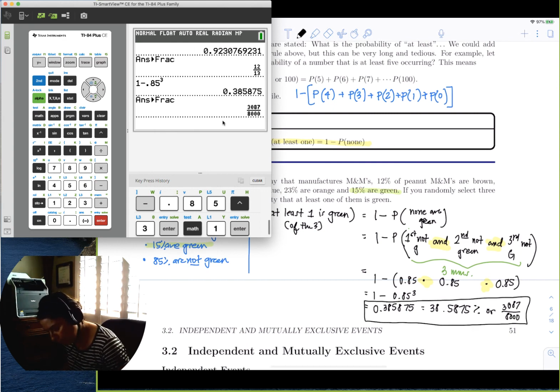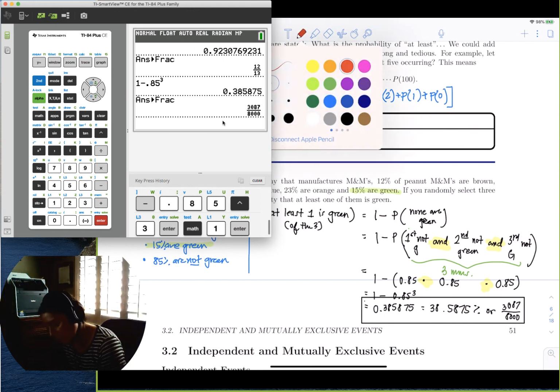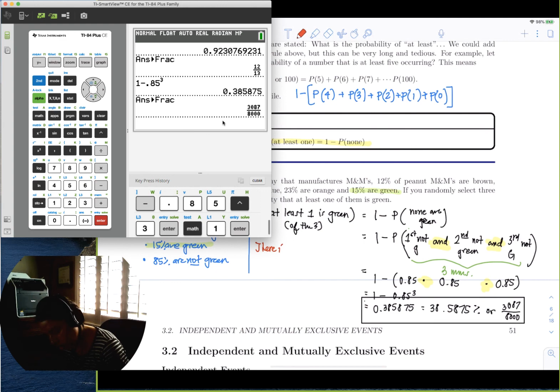But what does this really mean? If I really wanted to interpret this probability, this would mean that there is about a 39% chance that at least one of the three randomly selected M&Ms is green.